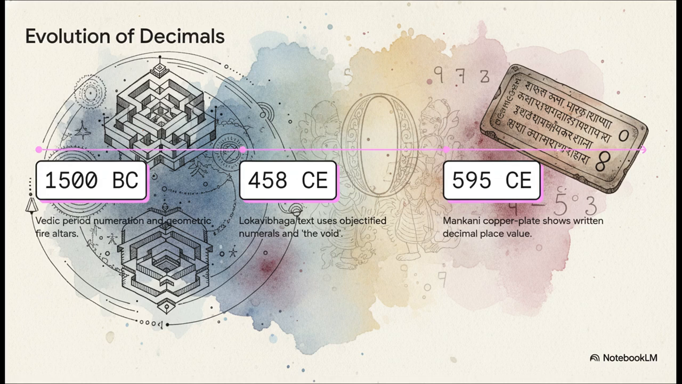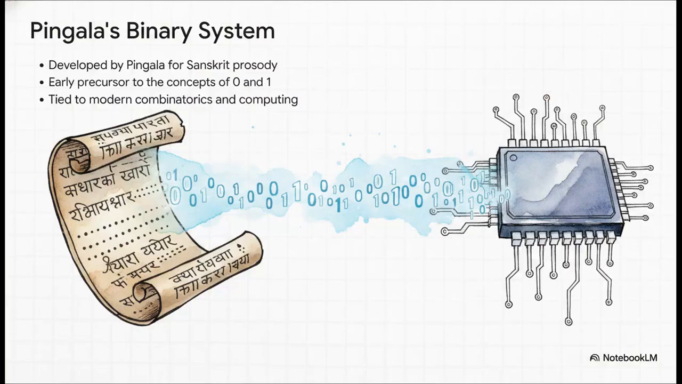in Hindu cosmology. Fast forward to 458 CE, and a Jain text called the Lokavibhaga is using objectified numerals, officially representing 0 as the void. And by 595 CE, we see written decimal place value notation locked in on the Manakani copper plate in Gujarat. But hey, the foundations go even deeper than that.